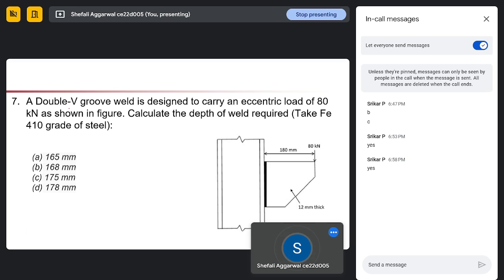Next question is, a double V groove weld is designed to carry an eccentric load of 80 kilonewton. Calculate the depth of weld required. So in this case, we have to calculate the T value. What is a double V groove weld? It's a butt weld. So we will follow the design of our butt weld.